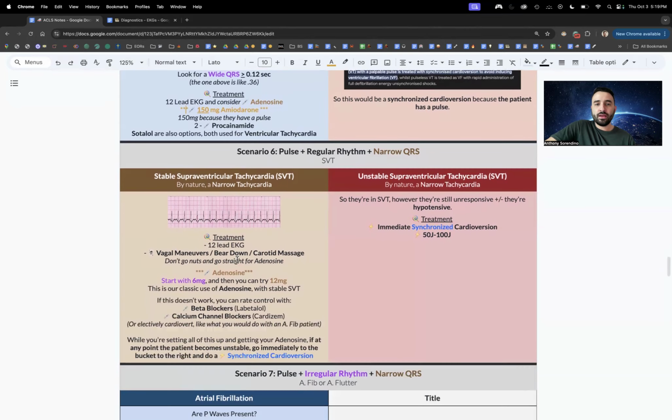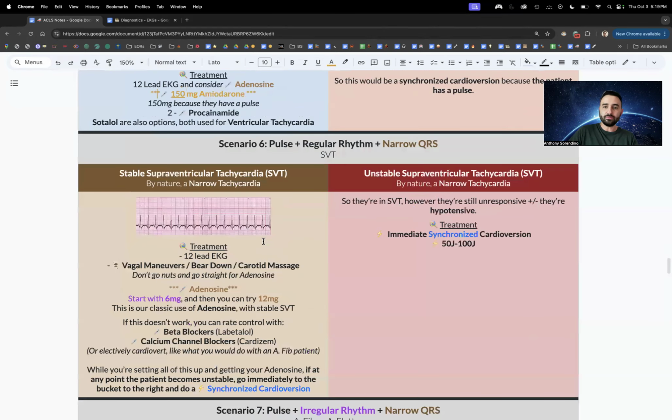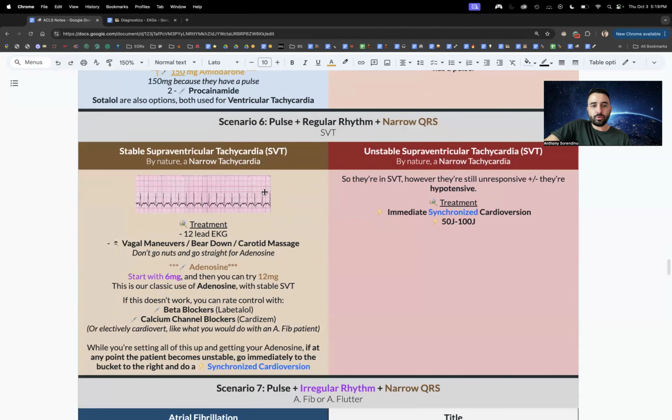All right, so moving on to SVT, supraventricular tachycardia. Again, if they're stable, their blood pressure is okay. The technically correct answer of what to do first is have them bear down, do vagal maneuvers, carotid massage. If that doesn't work, you break out the adenosine. You want to start with 6.